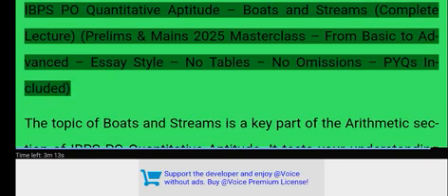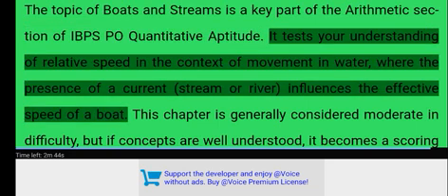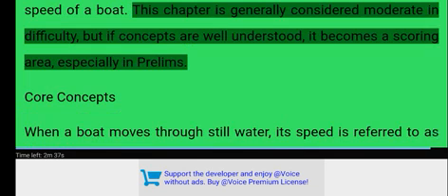Boats and streams complete lecture, prelims and mains 2025 masterclass, from basic to advanced, essay style, no tables, no omissions, PYQs included. The topic of boats and streams is a key part of the arithmetic section of IBPS PO quantitative aptitude. It tests your understanding of relative speed in the context of movement in water, where the presence of a current, stream, or river influences the effective speed of a boat. This chapter is generally considered moderate in difficulty, but if concepts are well understood, it becomes a scoring area, especially in prelims.